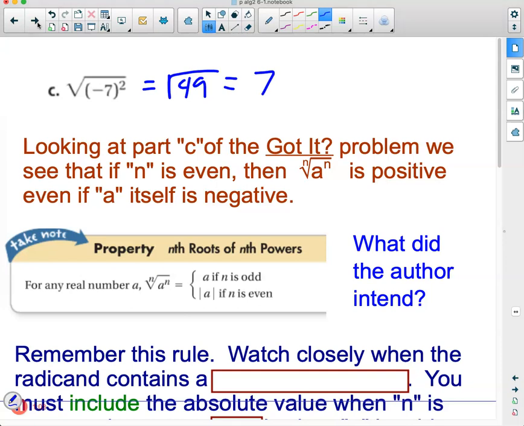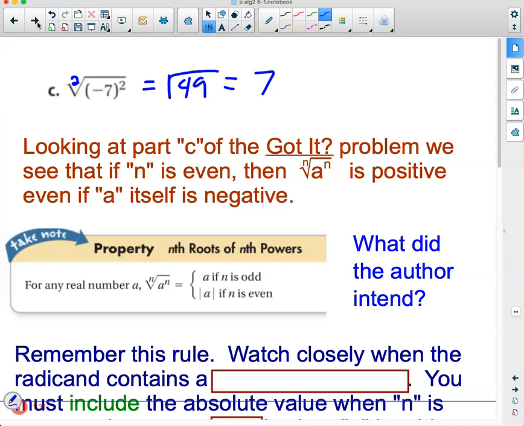That was because these problems already had the square root symbols in them, or the cubed root, whatever it was, the radical symbols in them. And that meant we could just give the principal root. Looking at part C of the got it problem, we see that if n is even, so this is our little imaginary 2 right there, then the nth root of a to the n is positive, even if a itself is negative.